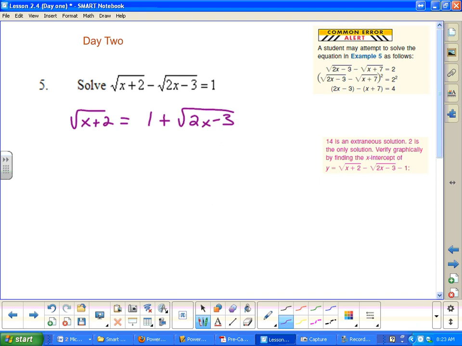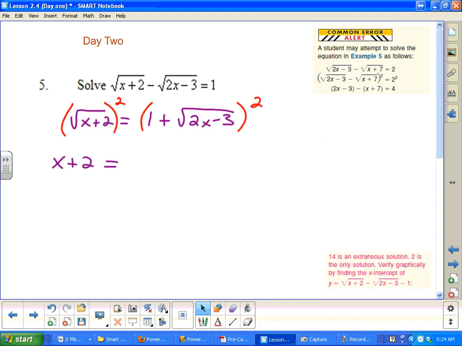Now, once I have the radicals on opposite sides, then I'm going to square it. And this is another situation where if you know the perfect square trinomials, squaring them to where you get a squared plus 2ab plus b squared, it makes things much easier for you. The left side here is going to be x plus 2. The right side is much more difficult because it means you have to multiply these together.